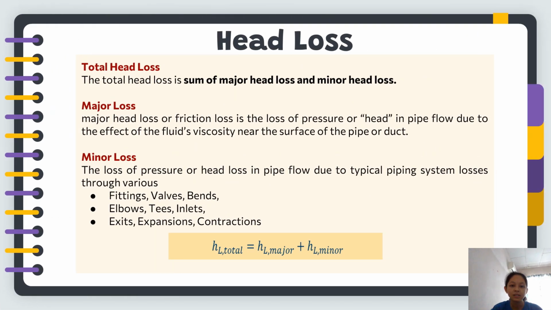The total head loss is the sum of major head loss and the minor head loss. Major head loss is the loss of pressure or head in the pipe flow due to the effect of the fluid viscosity near the surface of the pipe, while the minor loss is the loss of the pressure or head in the pipe flow due to the typical piping system.